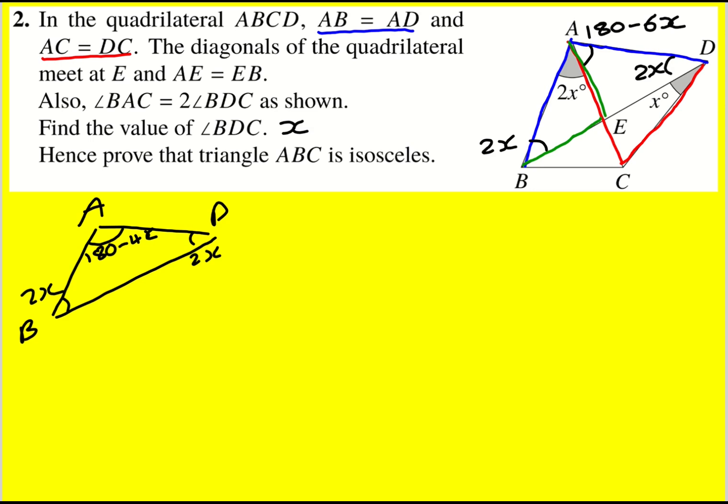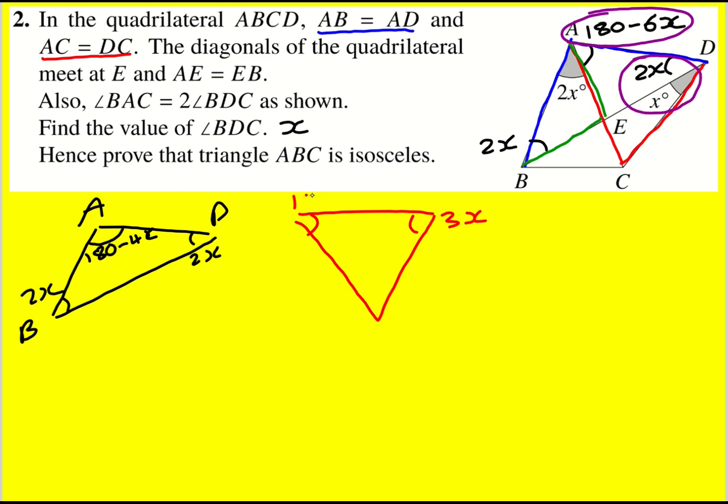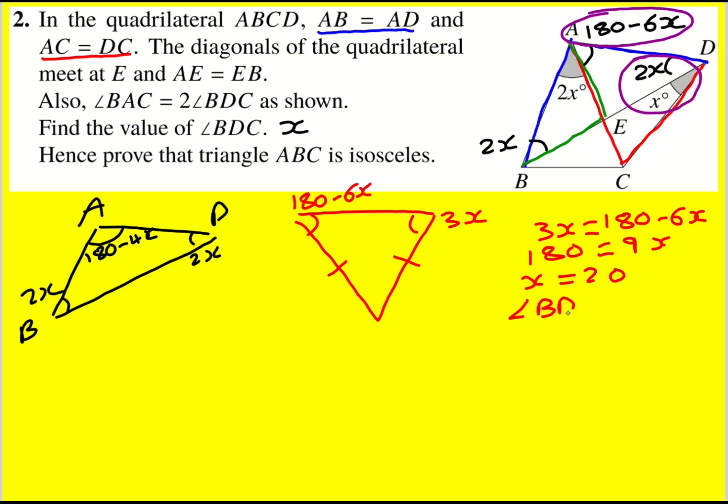I've not used the red isosceles triangle yet, but I can now, because it must be that this angle here is equal to this angle. If I draw this red triangle, I've got 3x, I've got 180 minus 6x, and I know that these two are the same. Therefore, base angles in the isosceles triangle equal: 3x equals 180 minus 6x. So 180 equals 9x, x is equal to 20. And let me just clarify, that is angle BDC.